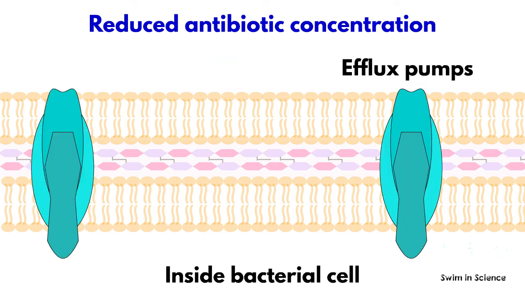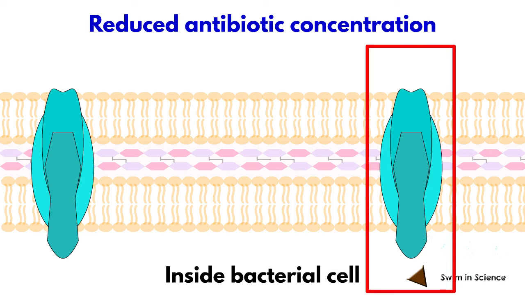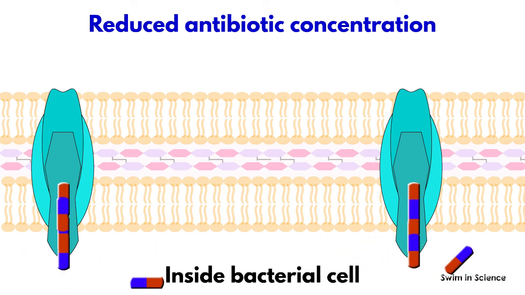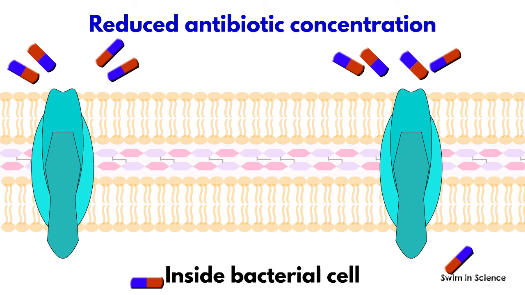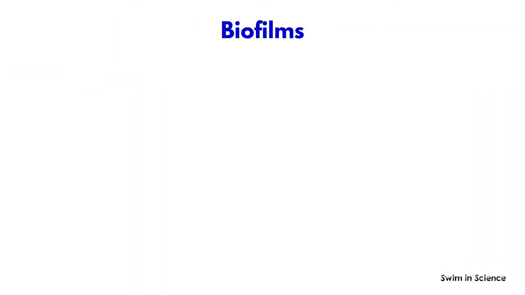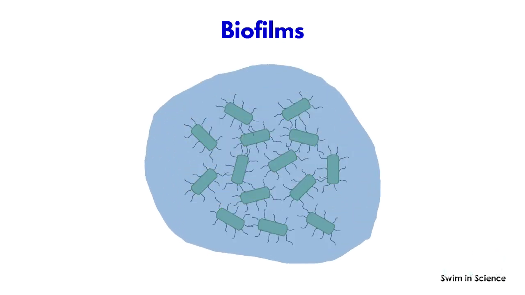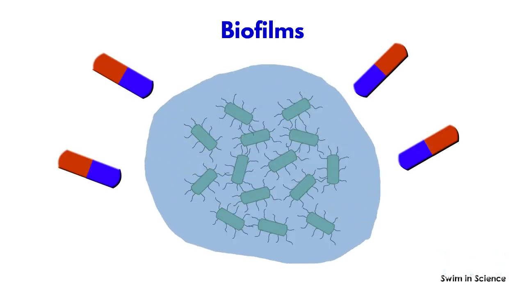Another mechanism is through efflux pumps. Bacteria efflux or transport toxic compounds outside the cell through efflux pumps. They develop resistance by increased efflux of antibiotics, thereby reducing their concentration inside the cell. Biofilms. Bacterial communities produce a thick polysaccharide matrix called biofilms. Antibiotics cannot penetrate through this matrix and therefore are ineffective against the pathogen.